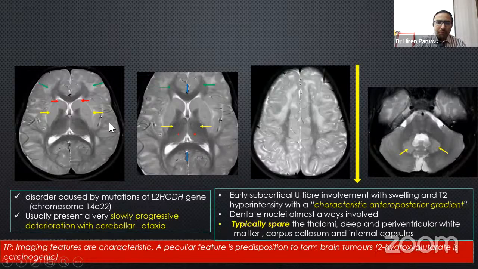So when you see this kind of combination with sparing of the thalami and classical involvement of the dentate nucleus, which is seen in almost all cases of this disease, then you can raise the possibility of L2 hydroxyglutaric aciduria. The teaching point here would be that imaging features are characteristic, and these lesions can sometimes predispose to brain tumor. So it's important to follow up these patients. So this is the case of L2 hydroxyglutaric aciduria.